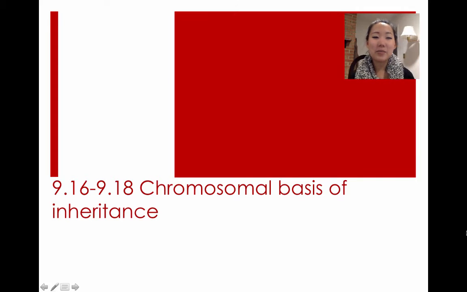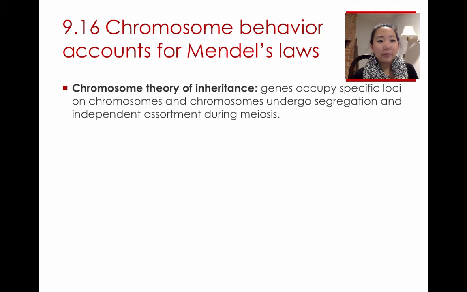Hi everyone. We're going to be doing 9.16 to 9.18, and most of this will be review from a lot of the concepts we've learned so far. Okay, so there's something called the chromosome theory of inheritance, which states that genes will occupy a very specific loci or location on the chromosome, and that chromosomes will go through segregation and independent assortment during meiosis. These are all things that we've already talked about, but this theory of inheritance is pretty much just saying that chromosomes actually do follow all these kinds of behaviors.